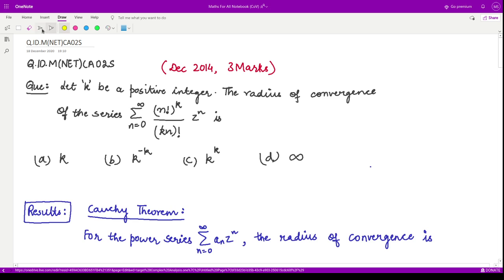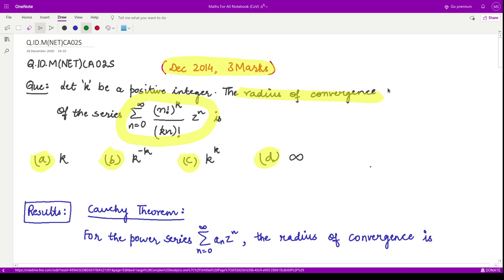Here, this question is from December 2014 and it is of 3 marks. And the question says, if k be the given positive integer, then the radius of convergence of the power series, this is the given power series, and they are asking the radius of convergence is equivalent to which of the following 4 options. So out of these 4, what is the radius of convergence for this given series?